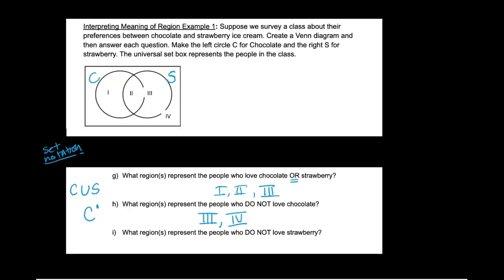And then last, what regions represent the people who do not love strawberry? Really similar to the last one. I'm going to shade everything that's outside of strawberry.